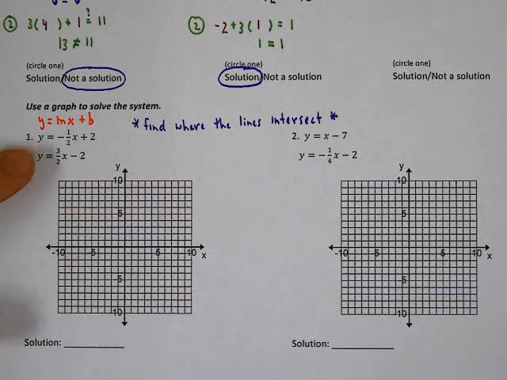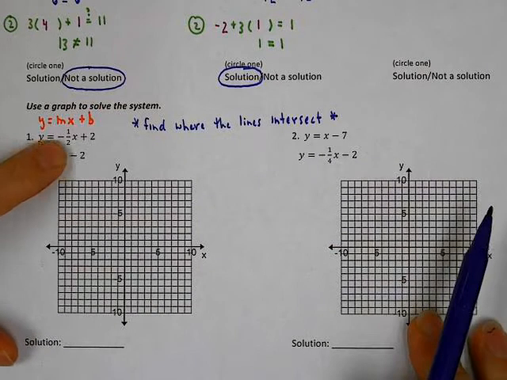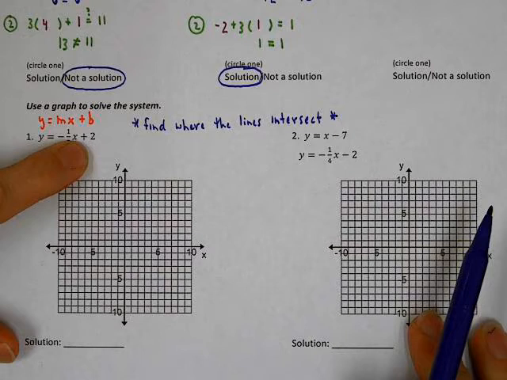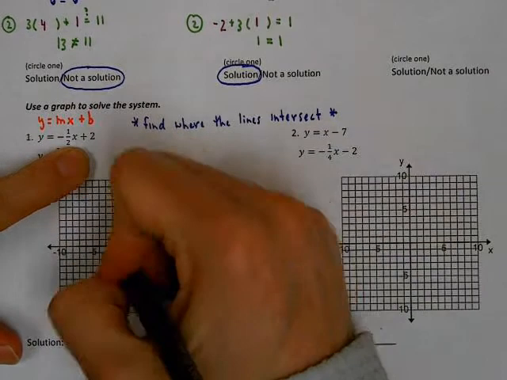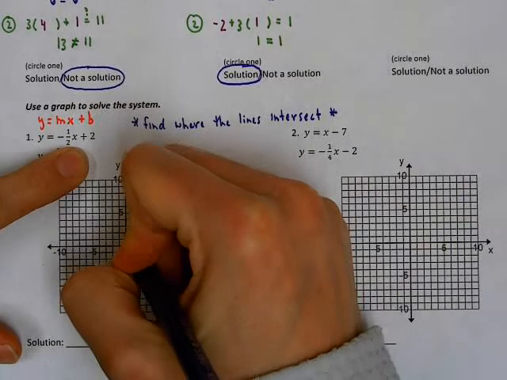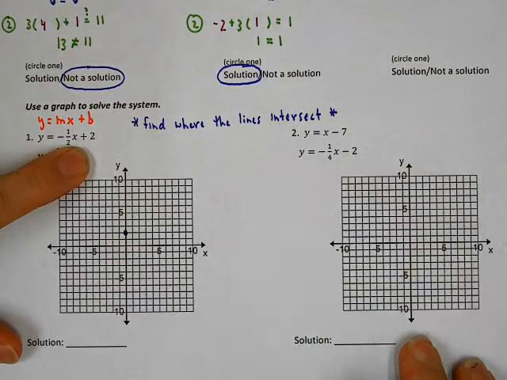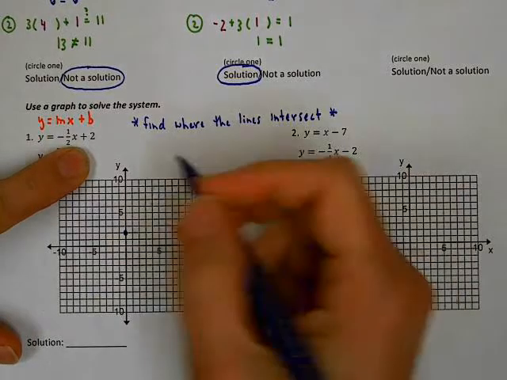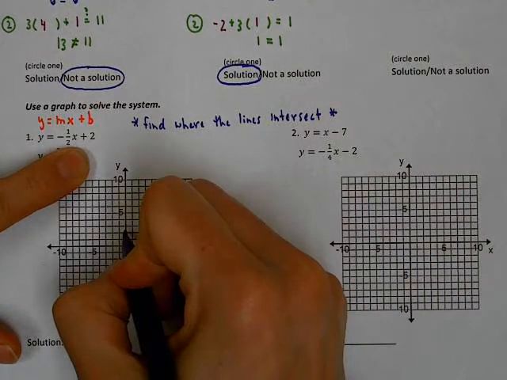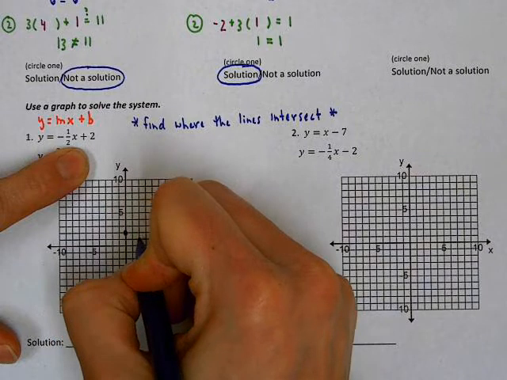So let's start with our first equation here. y equals negative 1/2 x plus 2. So for this equation, my b value is a positive 2. So on the y-axis, I'm going to find positive 2. My slope is negative 1/2, which tells me I'm going to go down 1 and to the right 2.